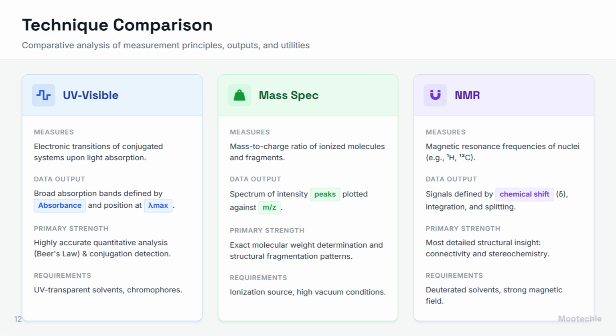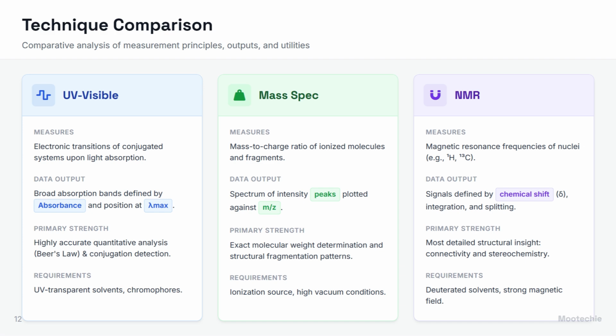Next, mass spectrometry. It measures the mass-to-charge ratio of ionized molecules and their fragments. Its data output is a spectrum of intensity peaks plotted against M/Z. Its primary strength is exact molecular weight determination and revealing structural fragmentation patterns. It requires an ionization source and high vacuum conditions.